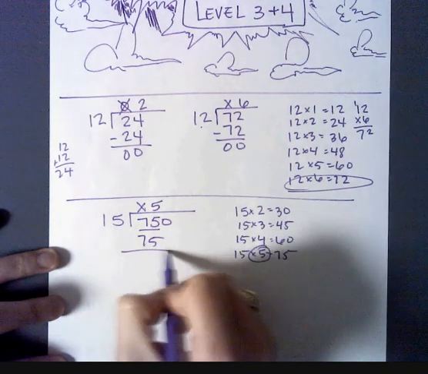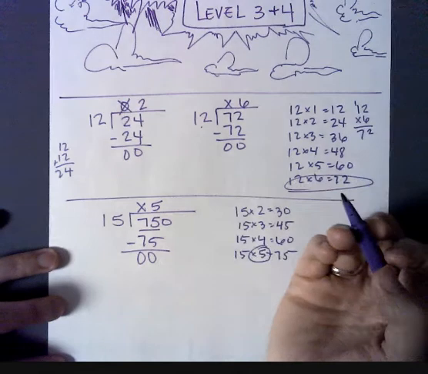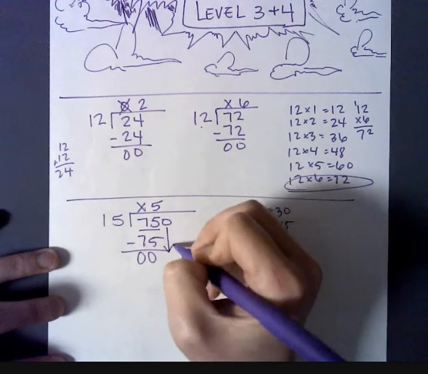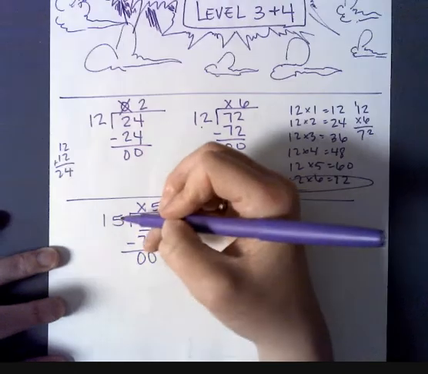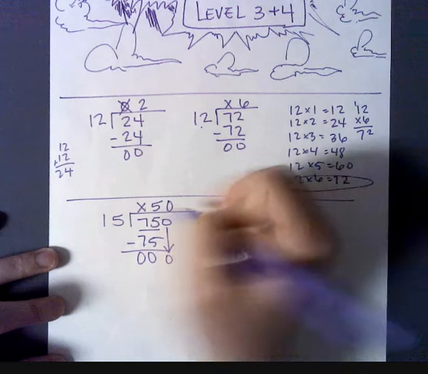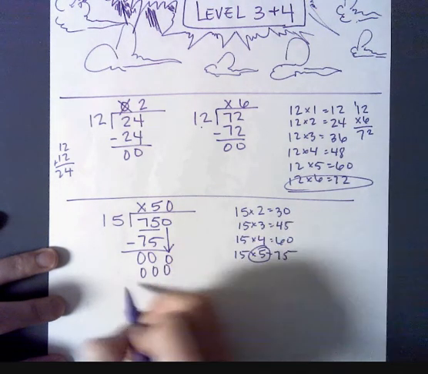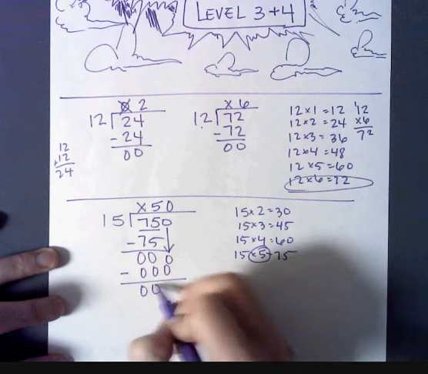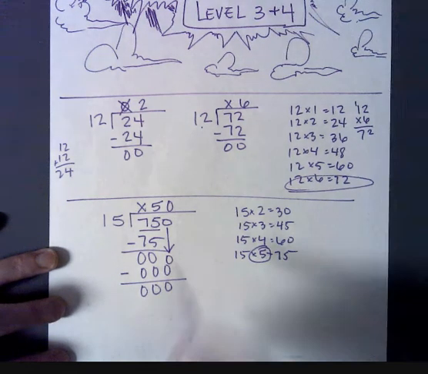15 times 5 is going to give me 75. Now I'm going to subtract. It's going to give me 0 across the board. Now I need to bring down my 0. So 15 will go into 0 how many times? 0 times. 15 times 0 will give me 0. And now I can subtract. Across the board, it's going to be 0.